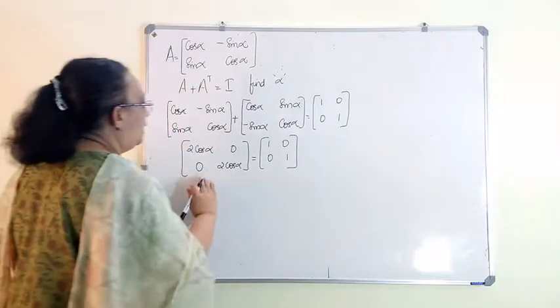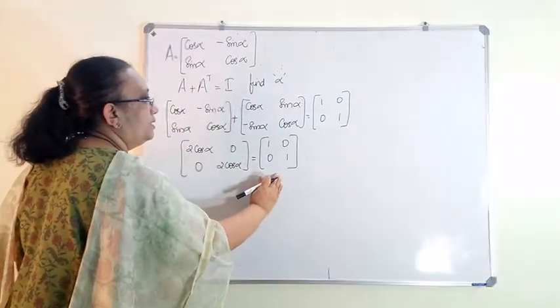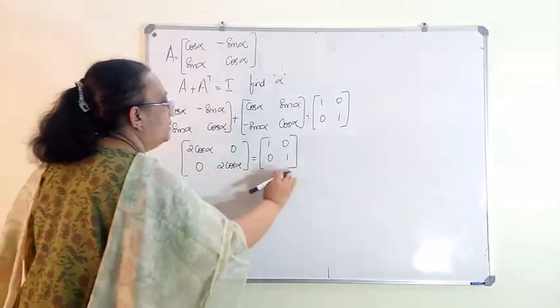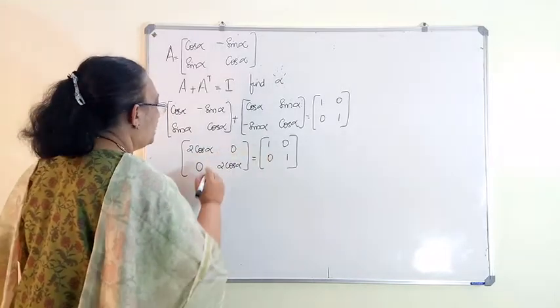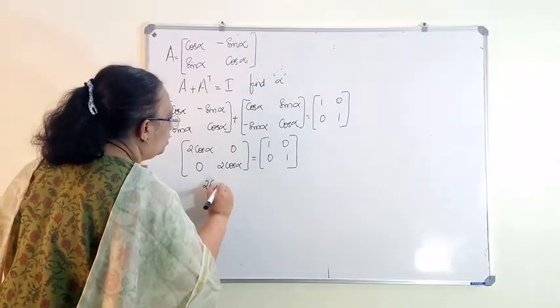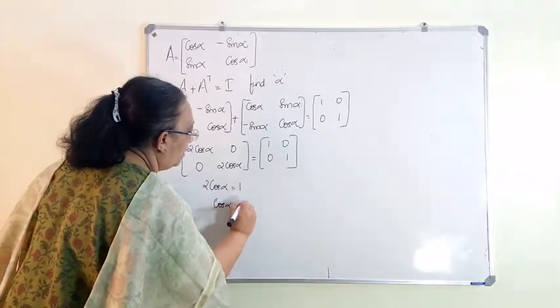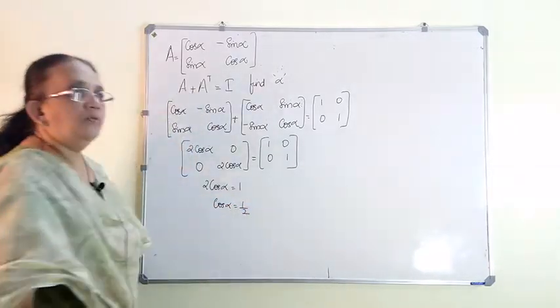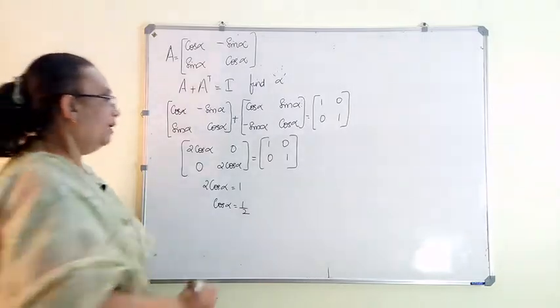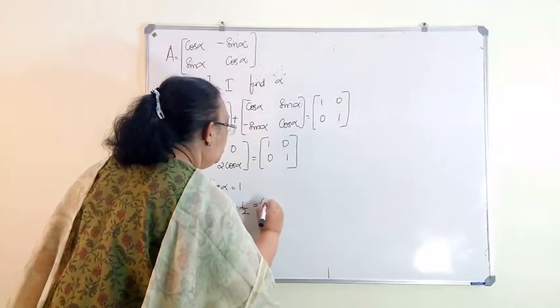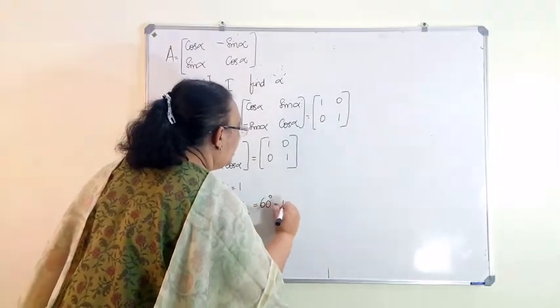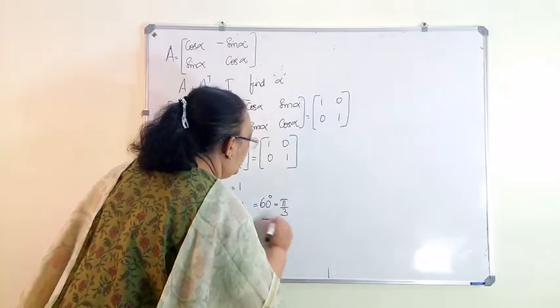Okay. So, LHS is equal to RHS. That means orders are the same, corresponding elements are the same. That is 2 cos alpha is equal to 1. Cos alpha is equal to 1 by 2. So, for what angle cos alpha is equal to 1 by 2? It is equal to 60 degrees, or in radians it is equal to pi by 3.